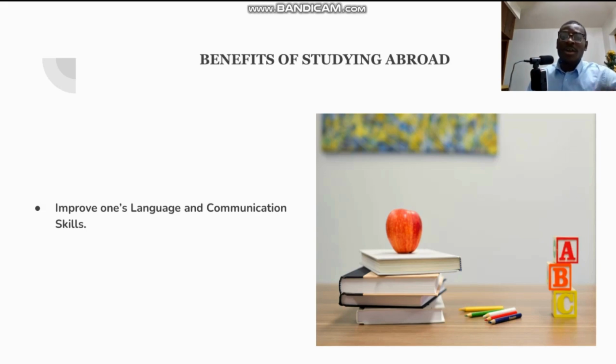Also, improving one's language and communication skills. It's really important to learn how to communicate with people, right? So when you get a chance to study abroad, for instance, I'm in the United States. Day in, day out, I'm speaking English, right? And I know it has helped me gain my confidence and then competence in the English language, and not only in the United States. For instance, let's say if you travel to Sweden, you get a chance to learn Swedish, right?